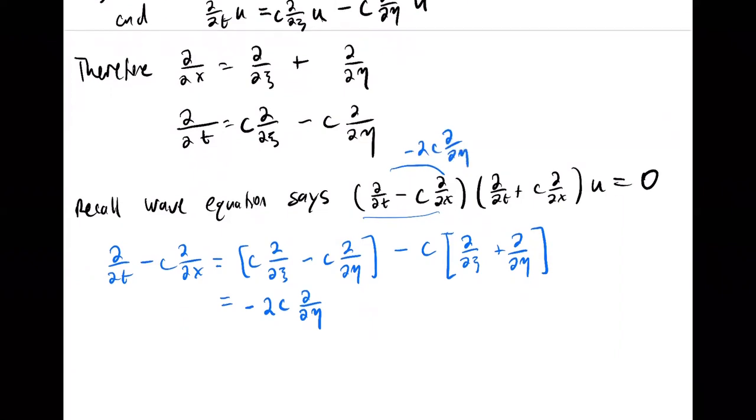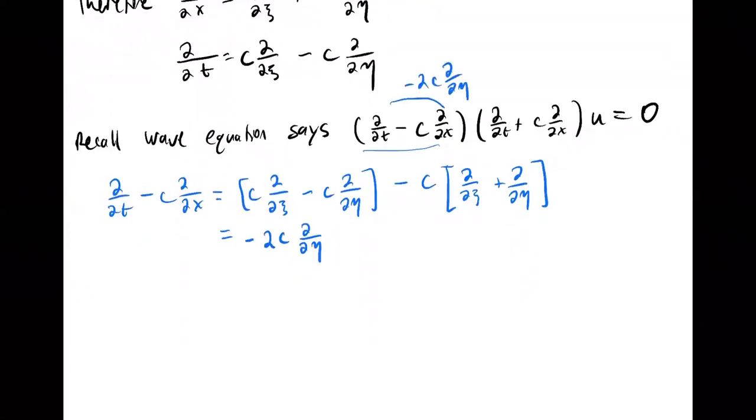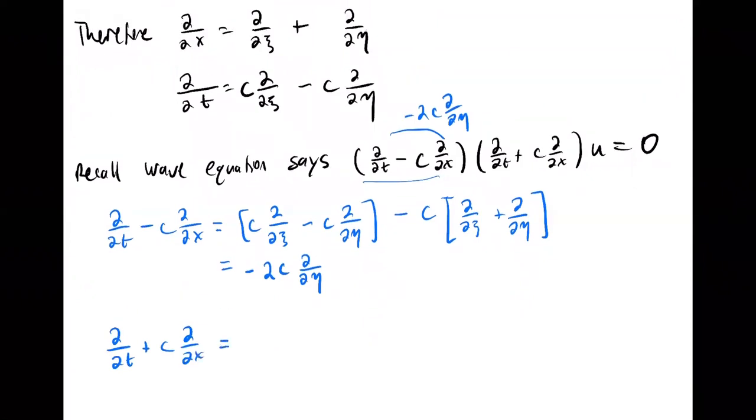Now let's look at the second term. This is d dt plus c times d dx. Once again, I'm going to plug in the formulas we derived above. For d dt, we have c times d d xi minus c times d d eta. And then we have plus c times, plugging in for the x partial derivative, d d xi plus d d eta.